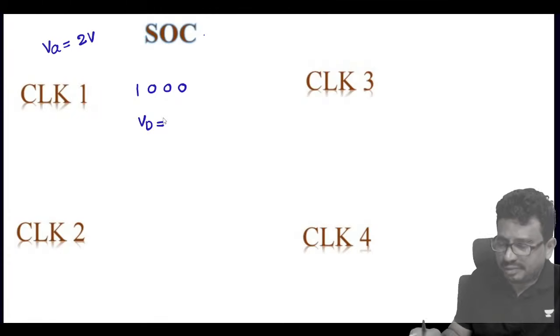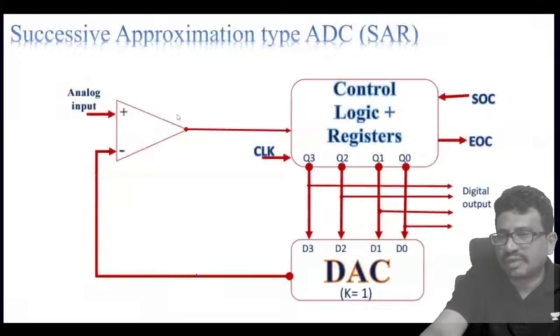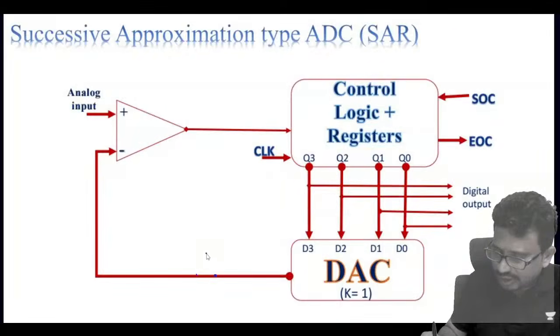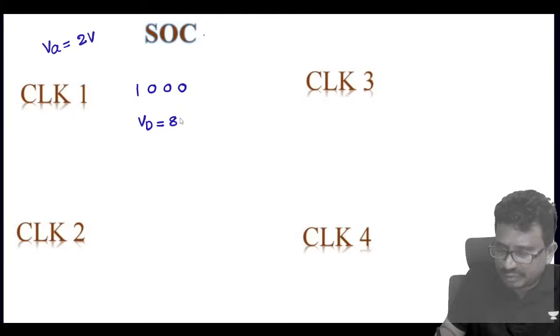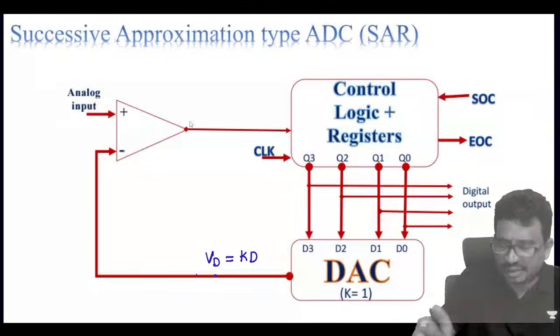Digital value is equal to K value; assume K as 1, we have taken a K value. Then this digital value will come as VD, which is equal to K into D, the decimal equivalent, which will come to be 8 volts. The analog voltage we have is 2 volts. Now these two are given to the comparator.